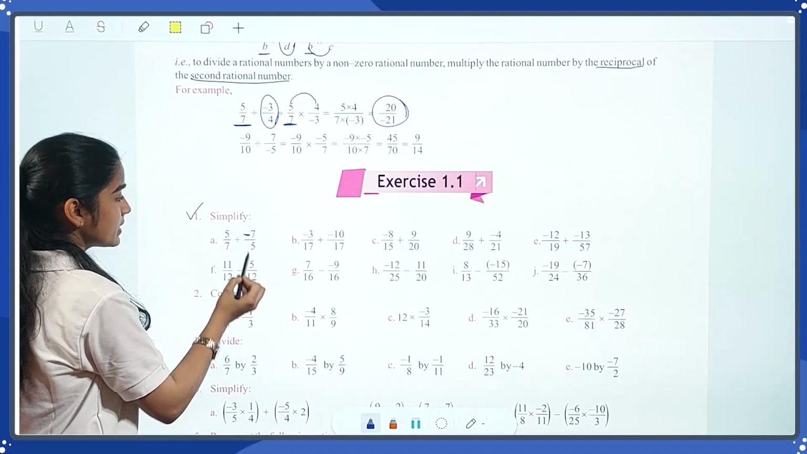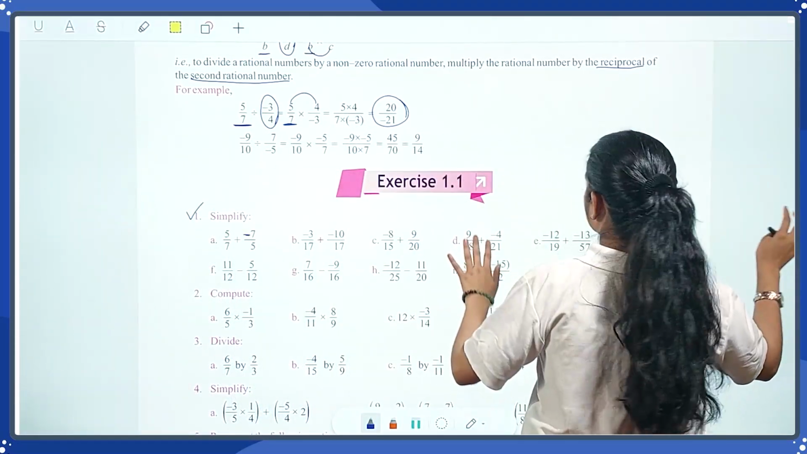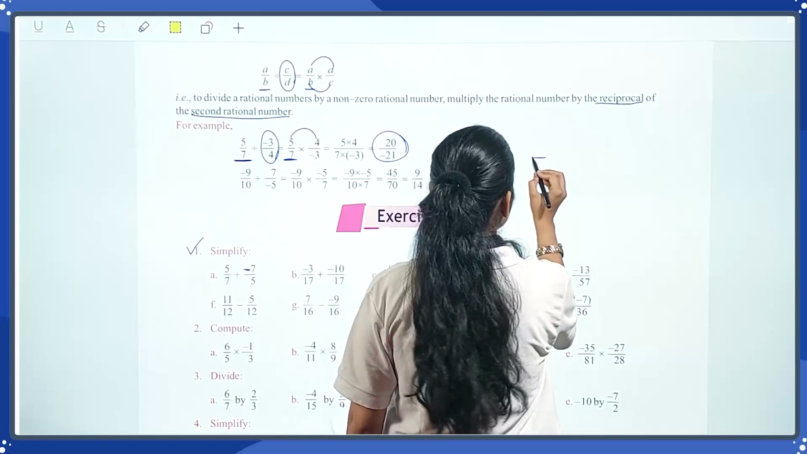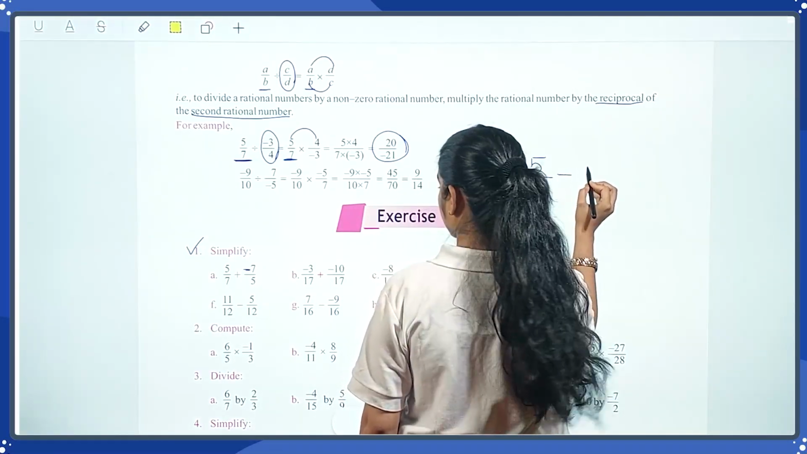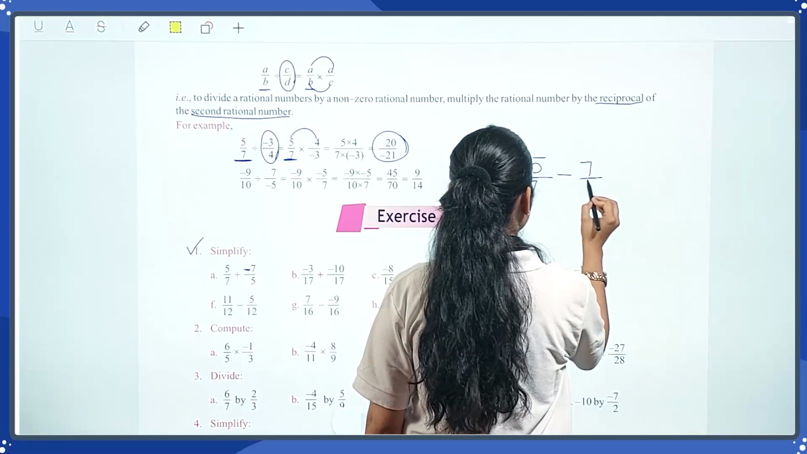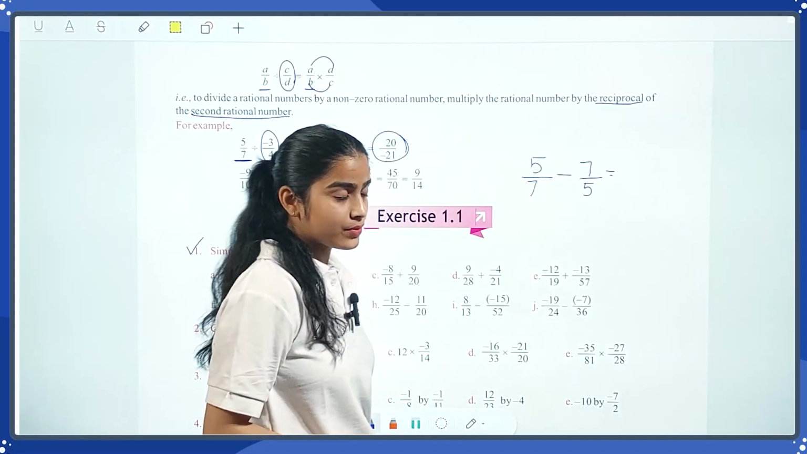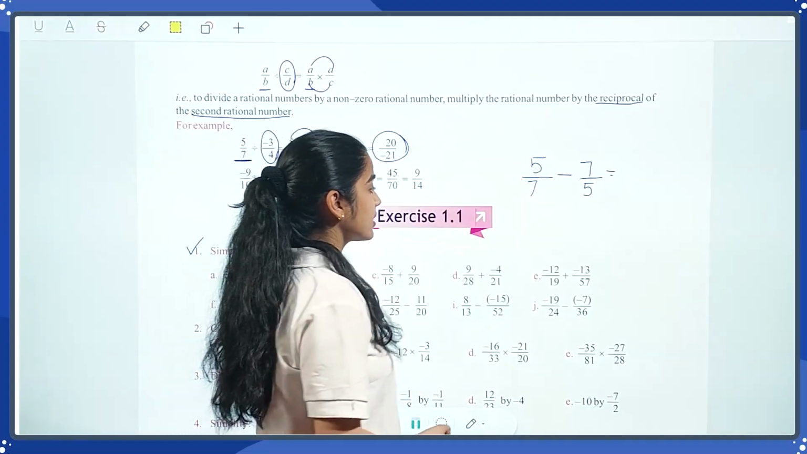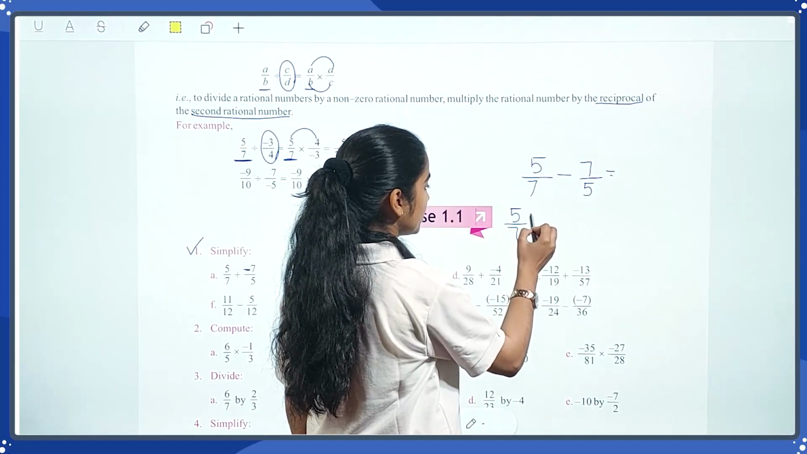So plus minus is minus. So the question will be 5 by 7 minus 7 by 5. Now you have to take the LCM first. So your LCM answer is 35. So how do we convert our denominator into 35?